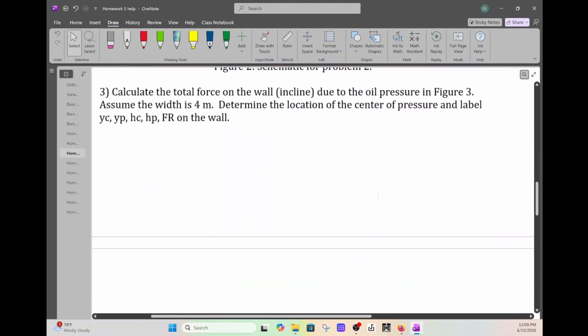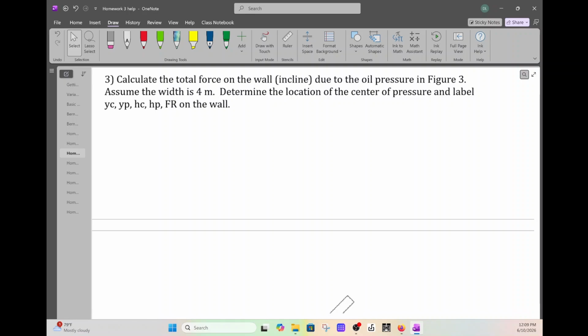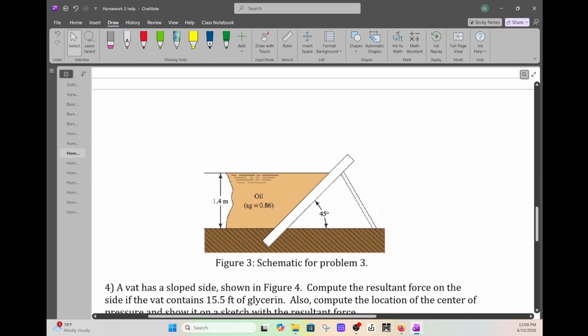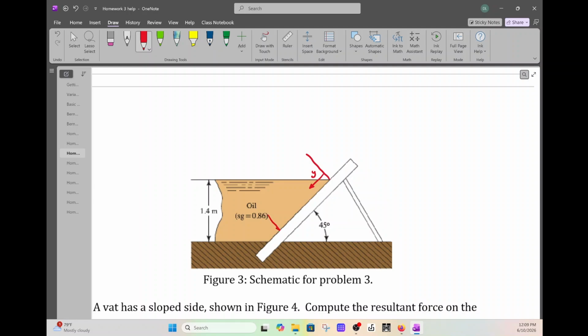And then here is an incline problem. Calculate the total force on the wall due to the oil pressure in figure 3. Assume the width is 4, and then determine the location of the center of pressure and label all of the values. So this is again inclined. You just got to remember to create this new coordinate system called Y, and you know this angle. FR is going to act perpendicular. We did an exact problem on this. You're just doing the angle in the Y direction.